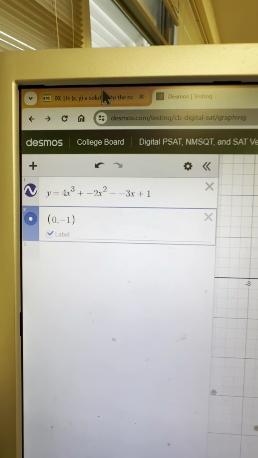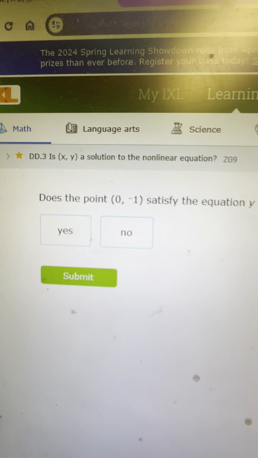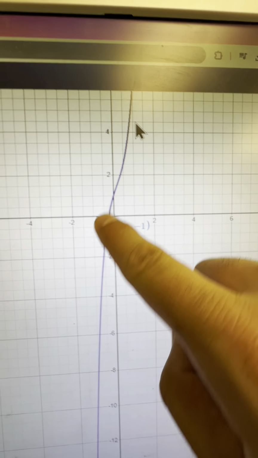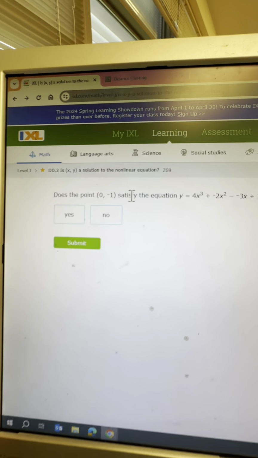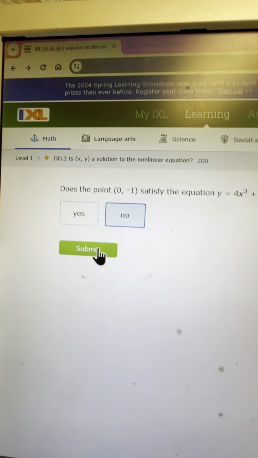So you can see here that this is my next question. I typed it in. I put the point (0, -1). And then when I see here my graph, here's my line. And you can see (0, -1) is not on the line. Therefore, I know it's not a solution. So I'd go here. No, it does not satisfy the equation. Submit it, and I can see it's correct.